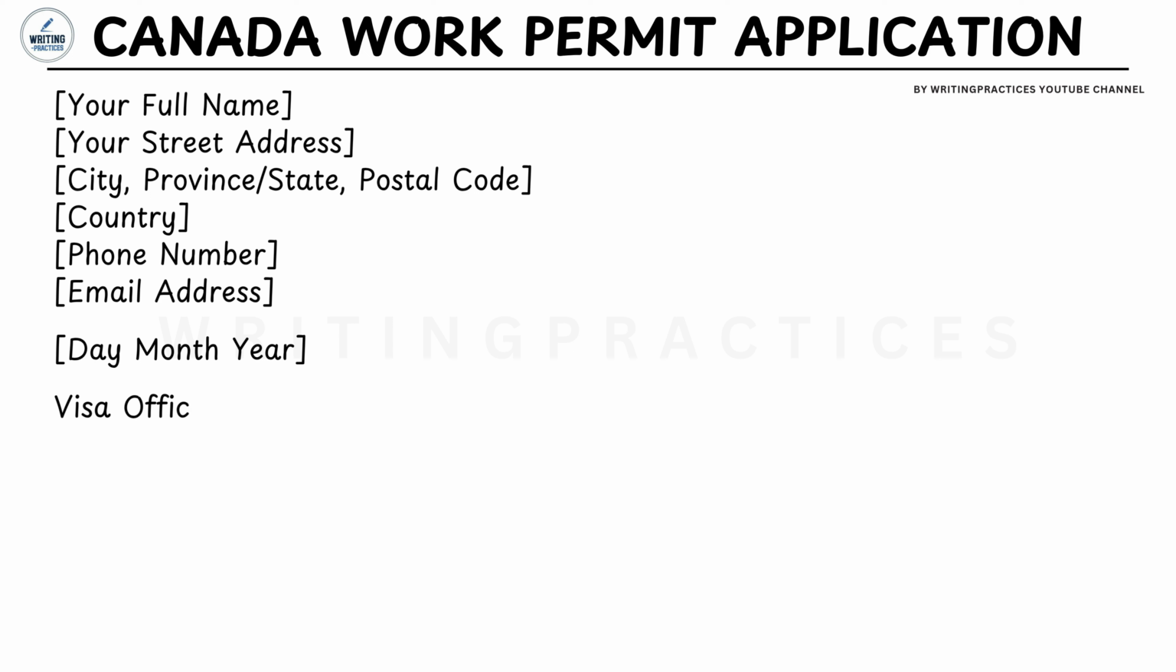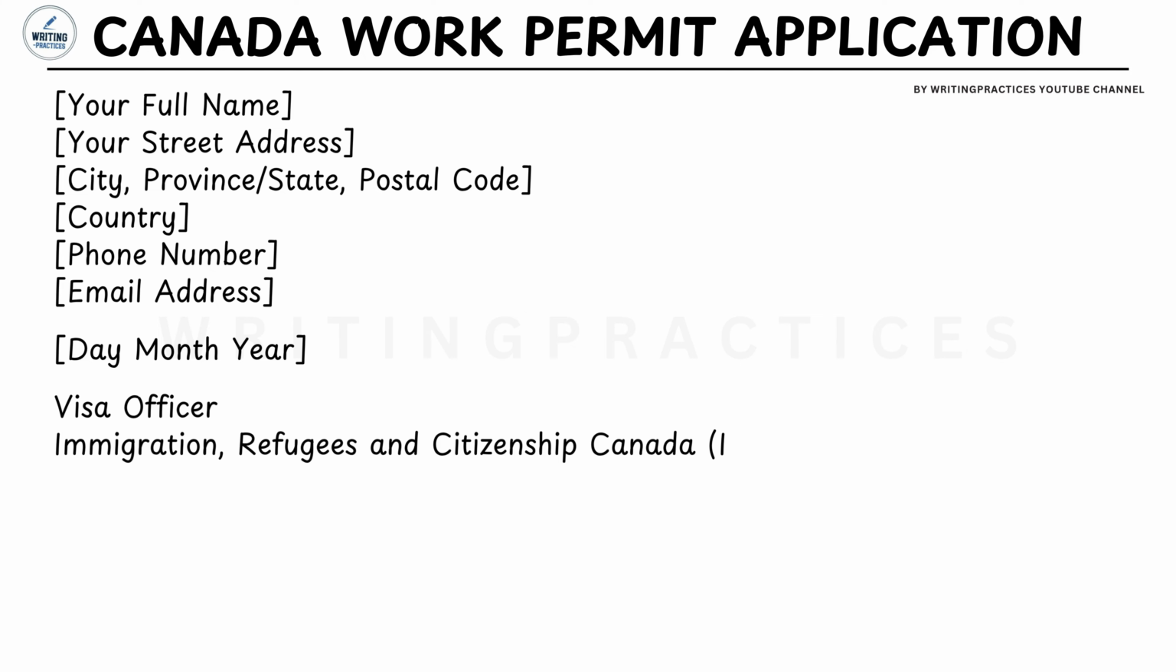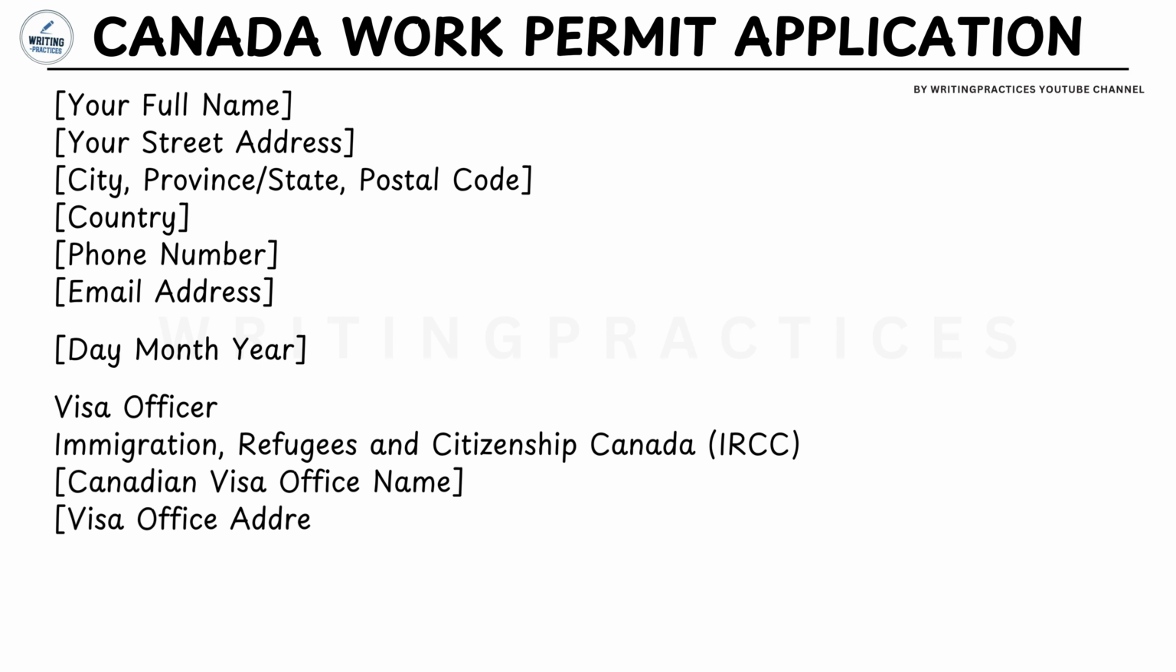Recipient details. Now write the visa office details. What to write here is the Immigration Authority and the Canadian Visa Office processing your application. For example, Visa Officer, Immigration, Refugees and Citizenship Canada, IRCC. Canadian Visa Office, New York, United States. This ensures your letter is directed to the correct office. If the full address is unavailable, the visa office name is sufficient.